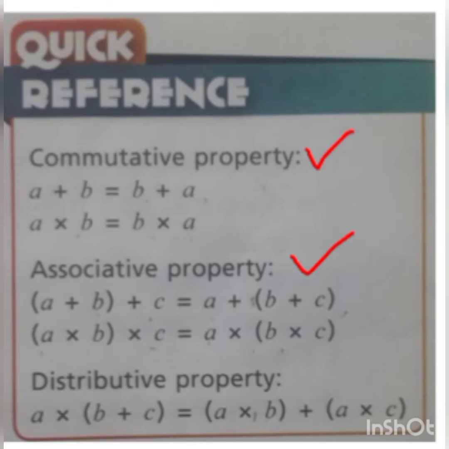Now move towards the distributive property. Students, in distributive property, a multiplied by b plus c means that a is multiplying to both inner values b and c. So a multiplied by b on the right hand side and a multiplied by c are also mentioned on the right hand side, and both the values are added up. This is called distributive property.